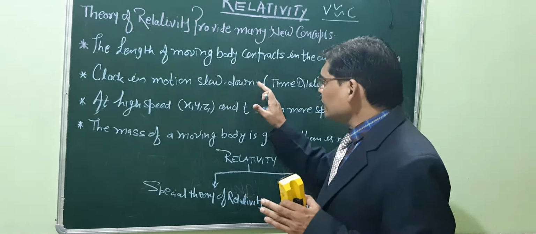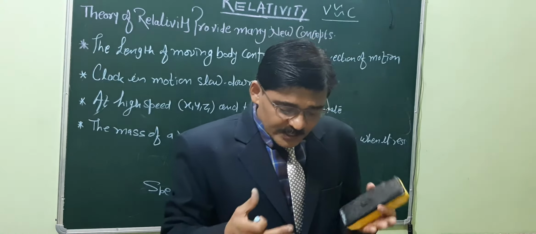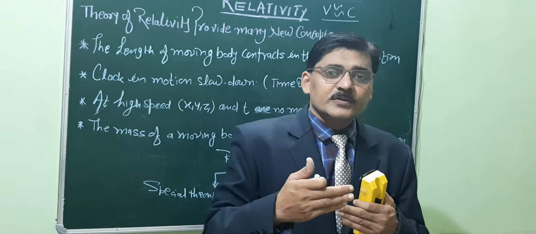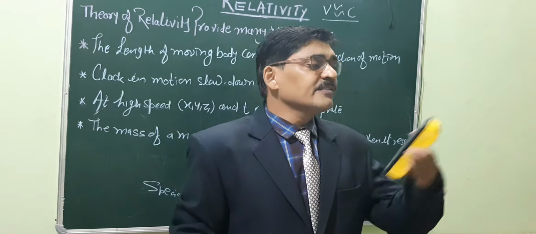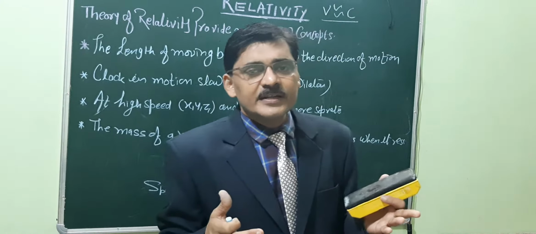So here we are going to discuss relativity. What is relativity? Relativity discusses the relative motion between two bodies. Two bodies means one person in a stationary state and the second one in a moving state. So relative motion between two bodies is called relativity.